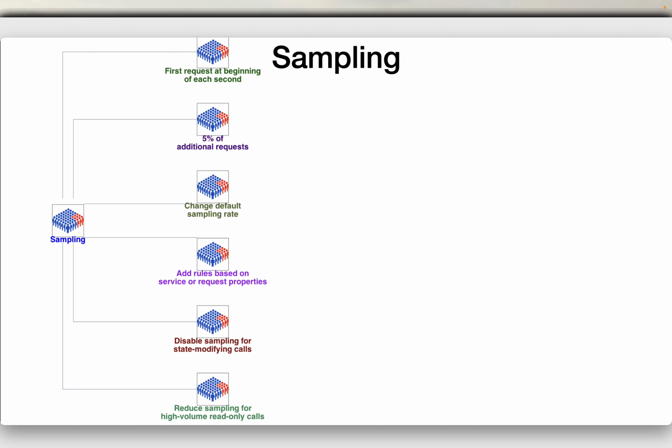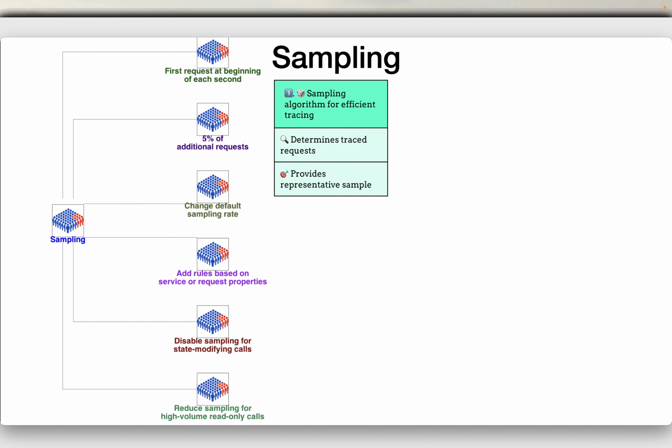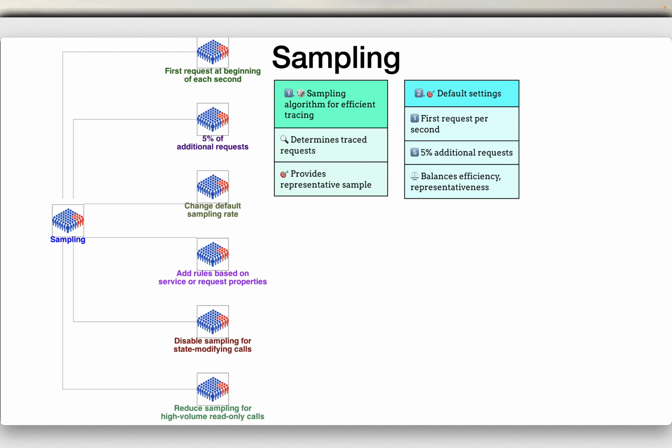Okay, last concept is sampling. The X-Ray SDK applies a sampling algorithm to ensure efficient tracing and provides a representative sample of the requests that your application serves. This algorithm determines which requests get traced. By default, the X-Ray SDK records the first request received at the beginning of each second and 5% of any additional requests. This default setting helps balance tracing efficiency and representativeness.